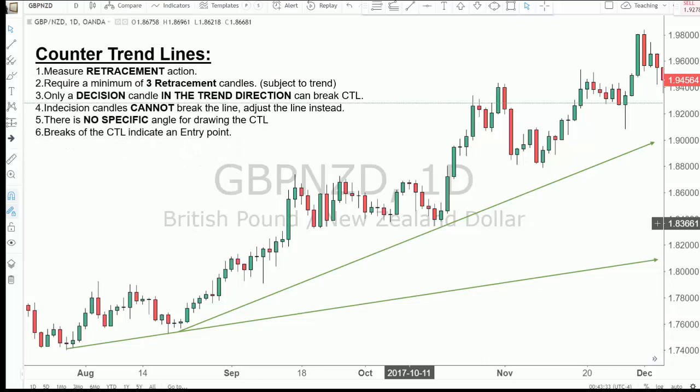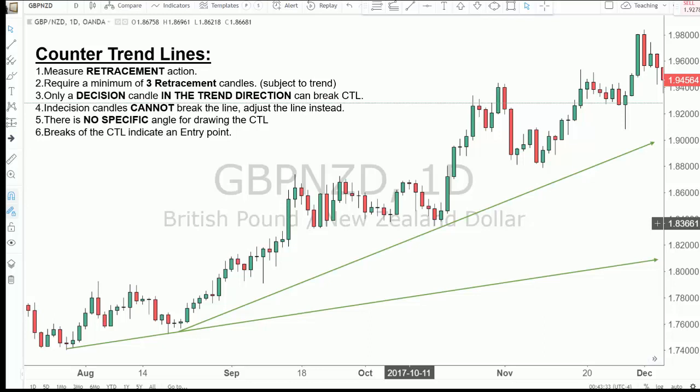Now these are the rules to being able to draw a counter trend line. Remember once again that the function of the counter trend line is to measure retracement action, or movement against the trend. So in order to draw an appropriate counter trend line, you're going to need at least 3 retracement candles. This is going to be subject to the trend. If you're in an uptrend, that means you're in a bullish trend. Anything that is not a bullish candle, bearish candles, are going to be considered retracement candles in this situation.